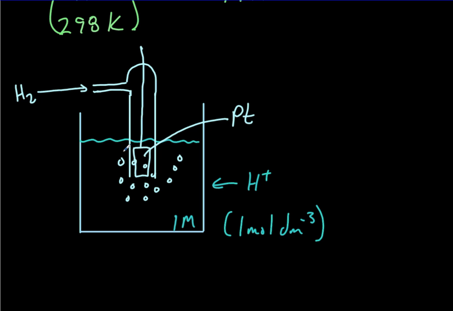So the reaction, depending on which way you go, is either to strip electrons off of hydrogen and add more acid, or to push electrons onto H+ and reduce H+ back to hydrogen. So depending on what you attach it to, you either get electrons flowing this way, or you get electrons flowing that way.